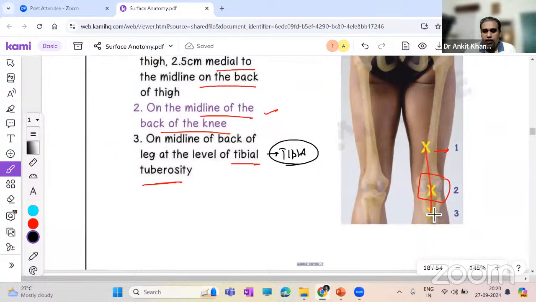So from here to here, this is the level of tibial tuberosity. From the beginning over here till here, we have the popliteal artery. Mind you, it is the same as the femoral artery, only the names have changed. Let me give you one more example, which I normally give.